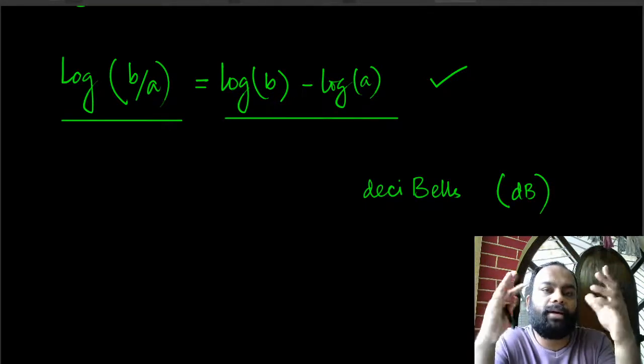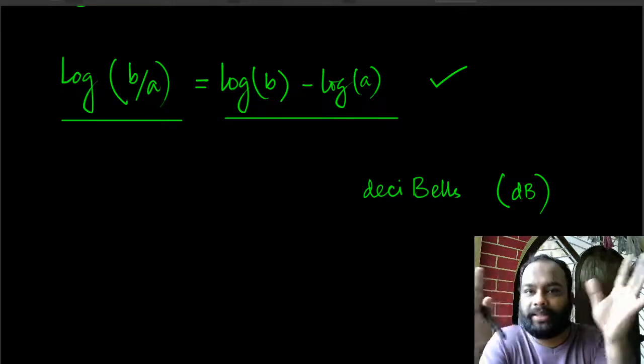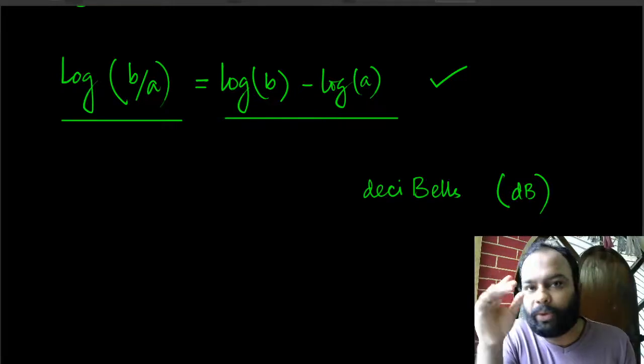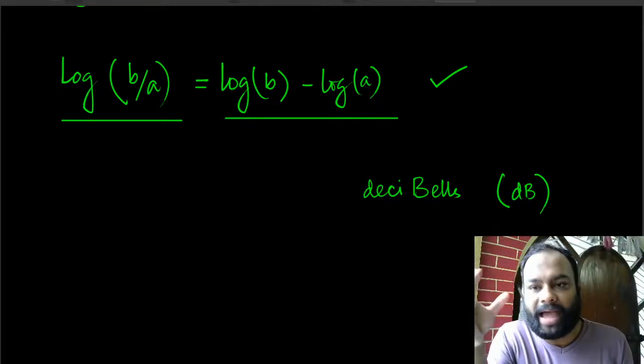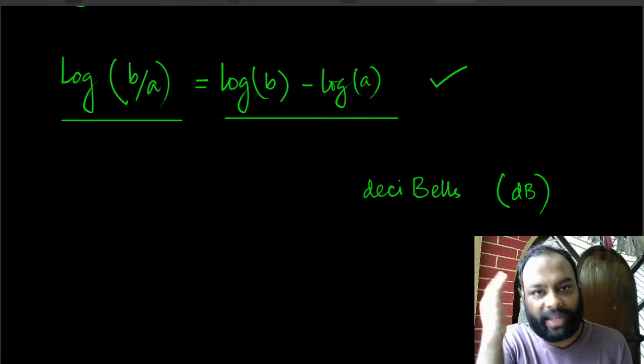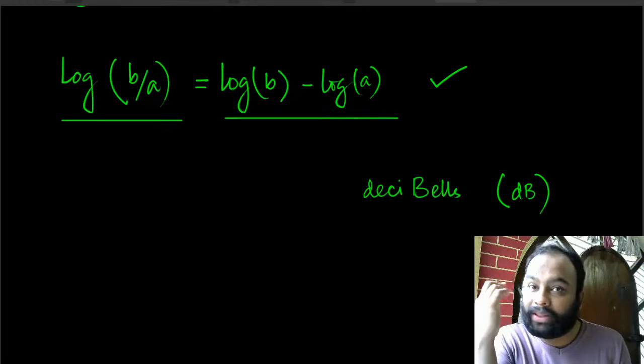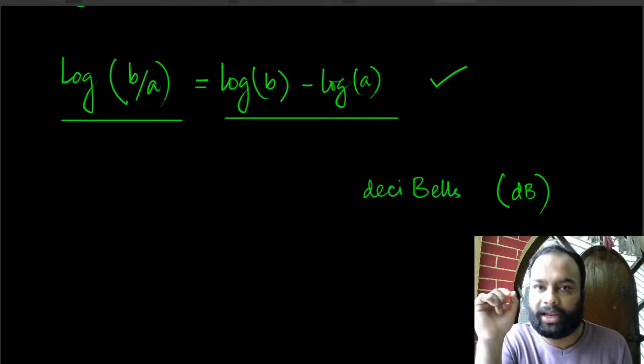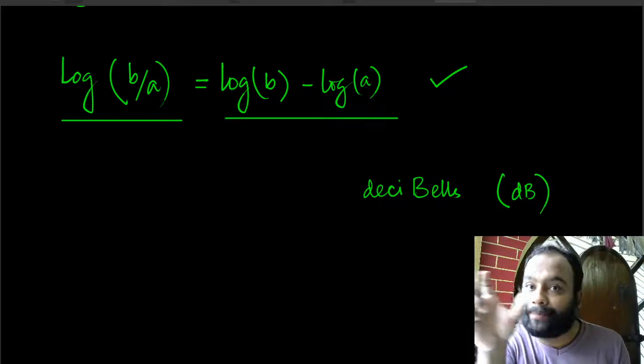So I hope this philosophical background is clear to you, that as human beings we perceive things multiplicatively, and multiplication automatically results into an addition or subtraction in logarithmic scale. So if I have to think about differences, yes, we think about differences, but in the logarithmic scale. We don't think about differences in absolute scale.